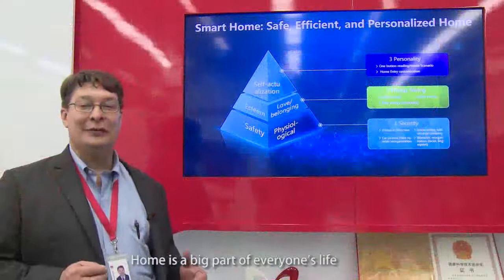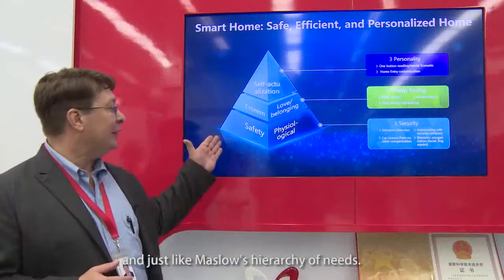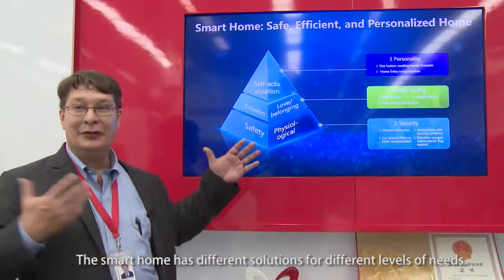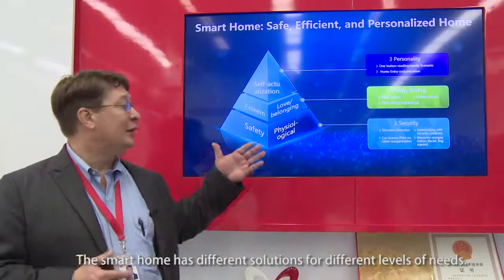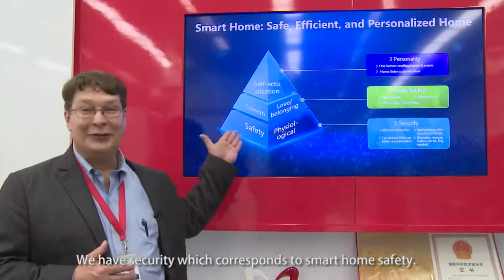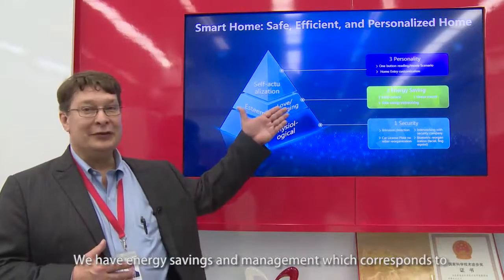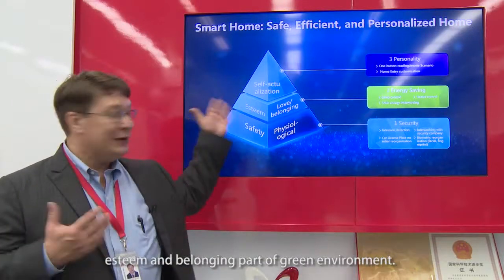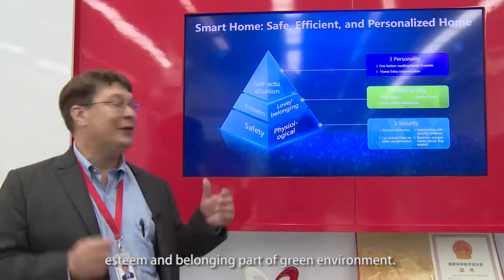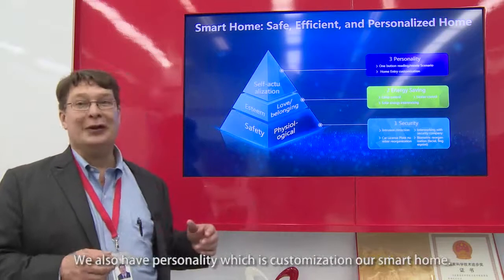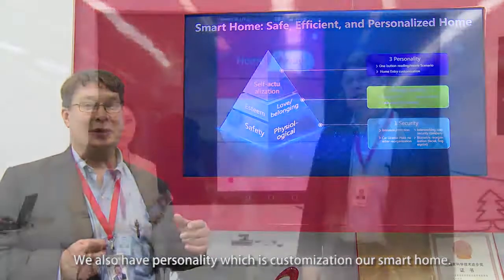Home is a big part of everyone's life, and just like Maslow's hierarchy of needs, the smart home has different solutions for different levels of need. We have security, which corresponds to safety. We have energy savings and management, which would correspond to esteem and belonging, part of a green environment. And finally, we have personality, which is customization of our smart home.